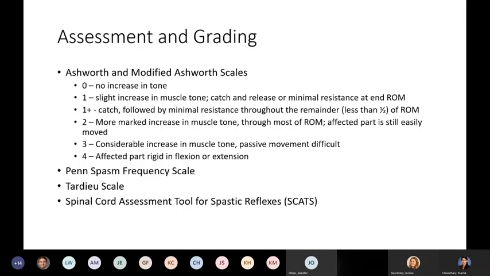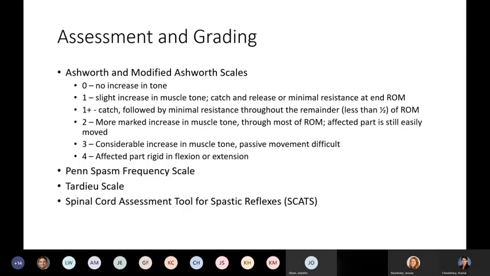So, assessment and grading. Hopefully most of you are familiar with the Ashworth and modified Ashworth scales, which are the primary things that we use clinically to grade someone's spasticity. The primary difference between the Ashworth and modified Ashworth being the presence of this 1+ grading in the modified Ashworth scale compared with the Ashworth that does not have that 1+. But essentially, you're going to be grading with the modified Ashworth, or MAS, the patient's resistance or degree of muscle tone to passive range of motion or passive stretch.